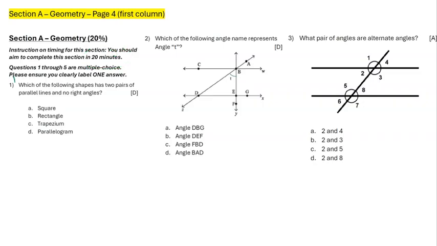So let's get into question number 1, which is a multi-choice question. Which of the following shapes has two pairs of parallel lines and no right angles? I guess the first thing to note is a square. It's good on the parallel line front. We've got two sets of parallel lines, but obviously with a square, all of those are going to be right angles. So we know it's not going to be a square. Same thing with the rectangle. We know they're all going to be right angles.